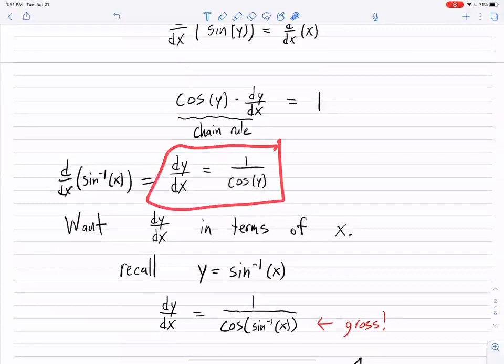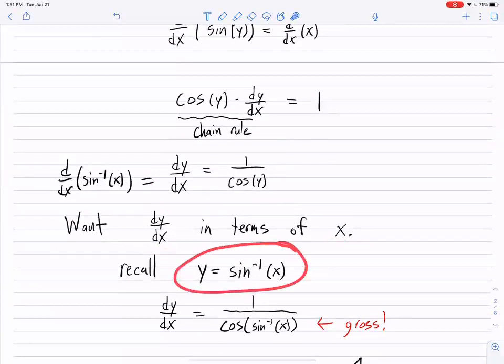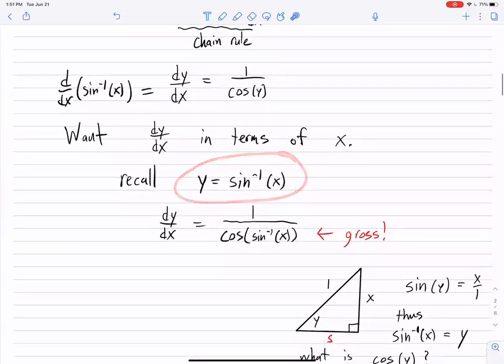This is technically true, but it's not enough. We want the derivative dy/dx in terms of just x. Using the fact that y is equal to sine inverse of x, we could plug that in right here, and then we get 1 over cosine of sine inverse of x. But this is gross, and we don't want to stop there.